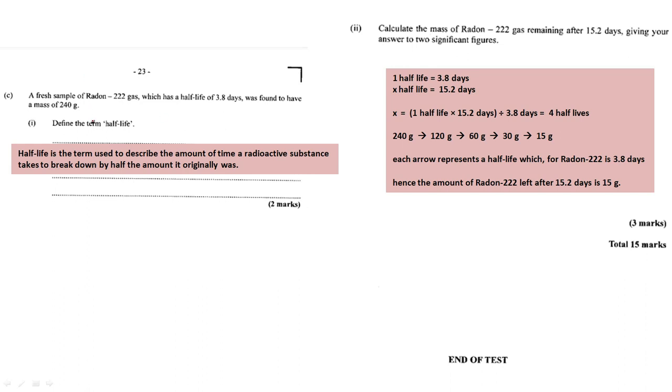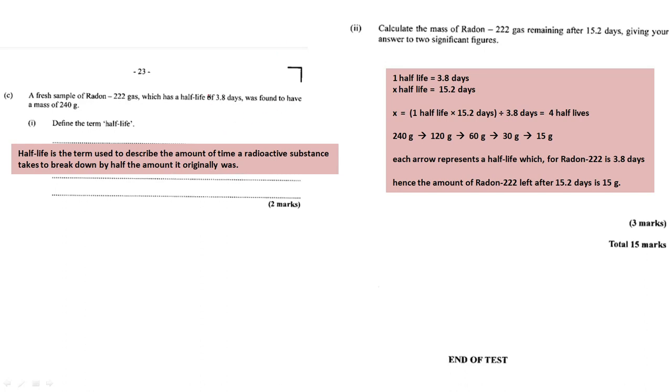Now it says a fresh sample of Radon 222 gas, which has a half-life of 3.8 days, was found to have a mass of 240 grams. It says define the term half-life. But half-life is a term used to describe the amount of time a radioactive substance takes to break down by half the amount it originally was. Right? So that's the amount of time.